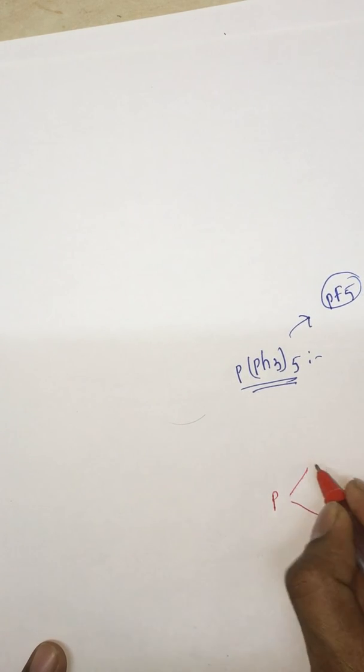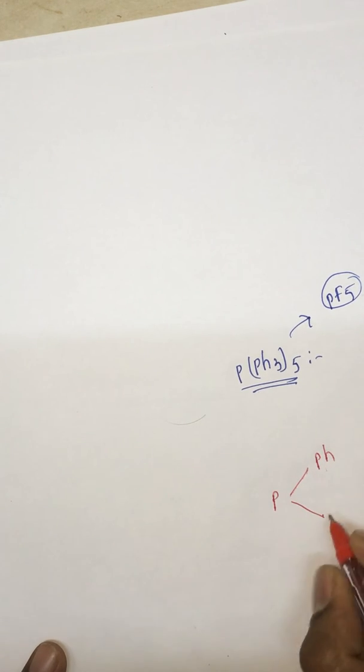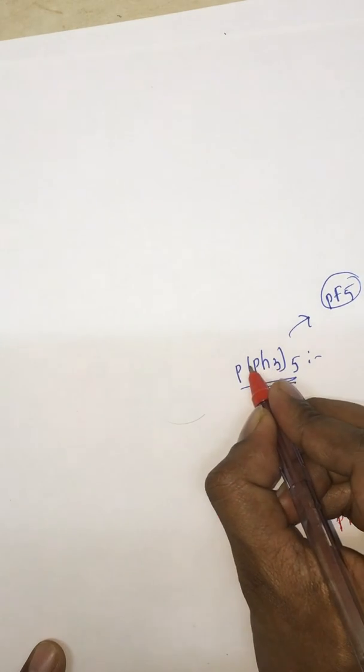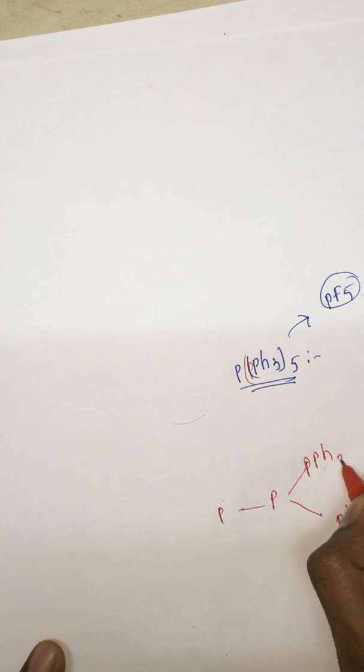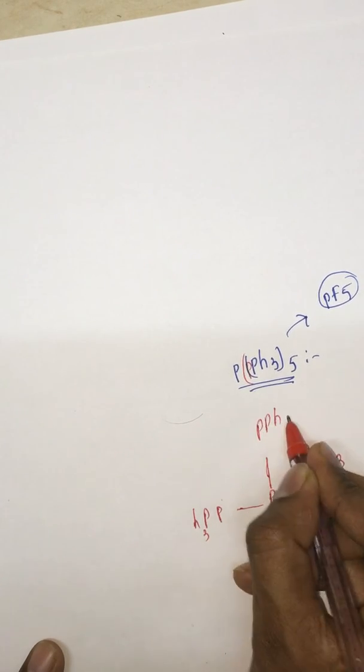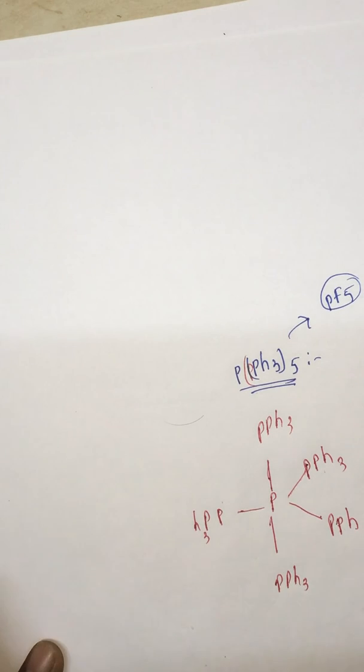So the next important example is PH3F5. This is the same as PF5. I discussed this yesterday in the 19F NMR spectroscopy. So the structure looks like this: P, here we have PH3, further PH3, PH3, and PH3 here. So we can take these as axial and these as equatorial.